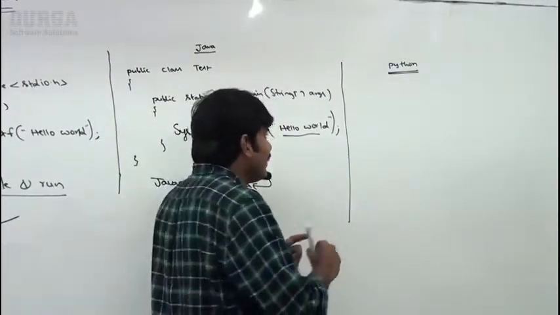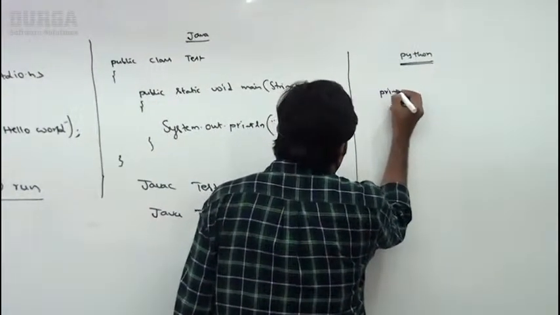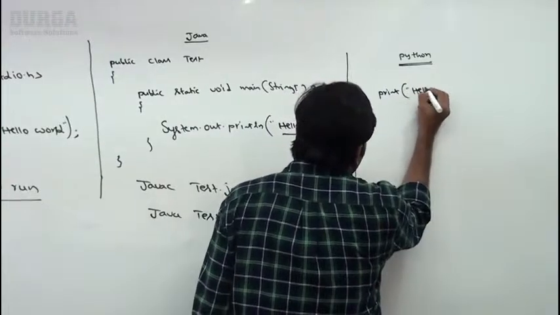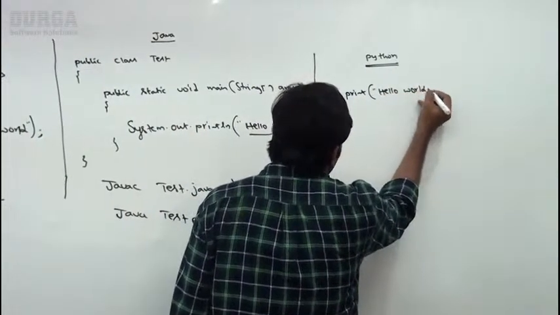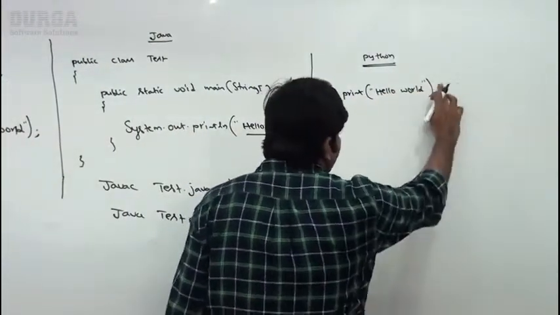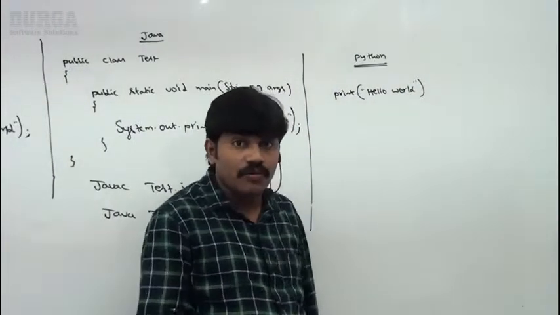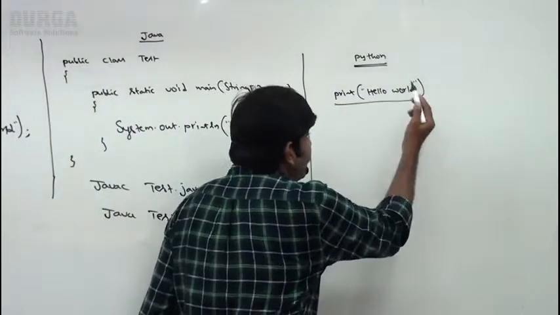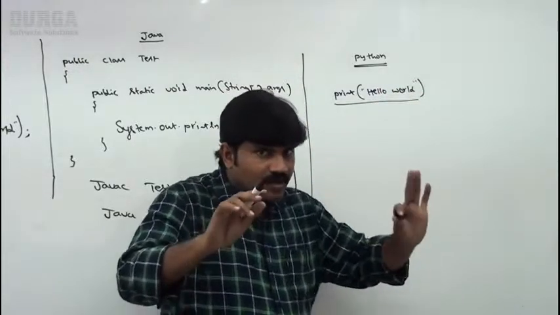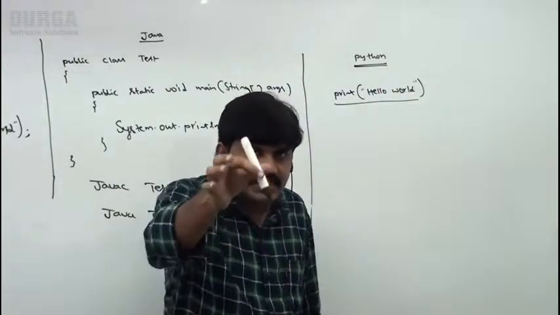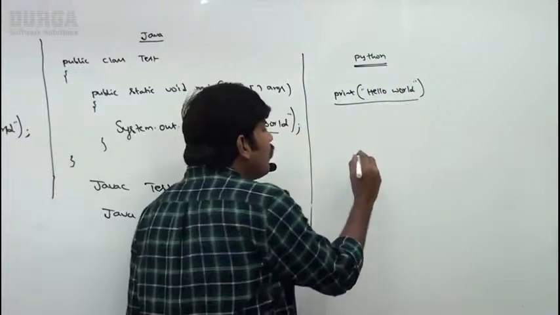Only one line. What is that line? print of hello world, that's all. Semicolon is also optional. Print hello world, like this, right? Only one line itself is enough. We are not required to compile, just run, that's all. How can you run?